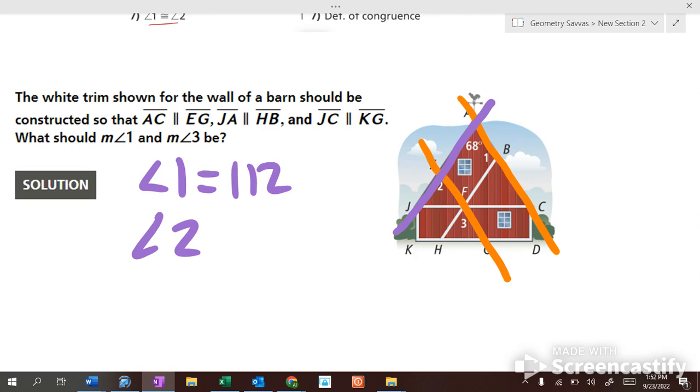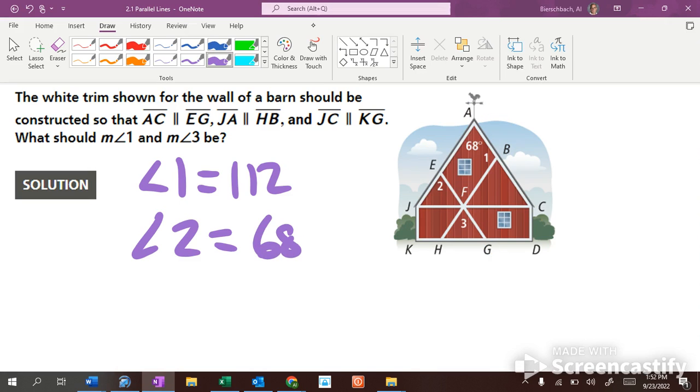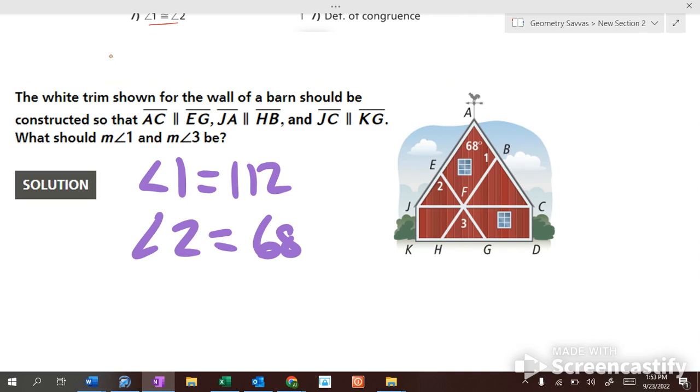They're congruent because they're in the same what position? Corresponding position. They're corresponding angles. This is to the lower, straight underneath the intersection. This is straight underneath the intersection. If they're both straight underneath the intersection, they're in corresponding positions. They're corresponding angles, so they're congruent. So angle 2 is 68.